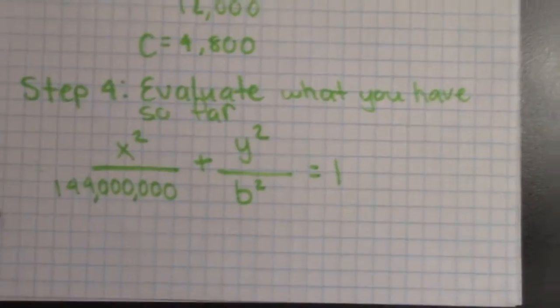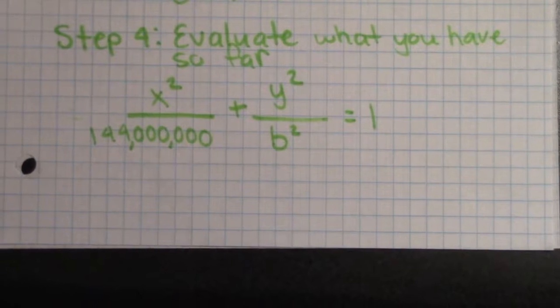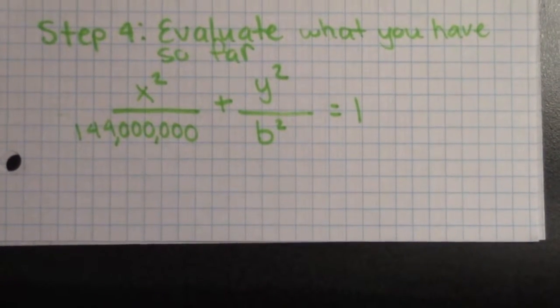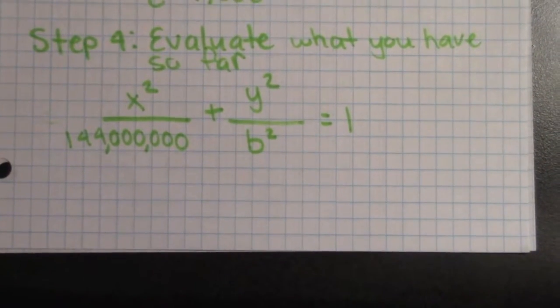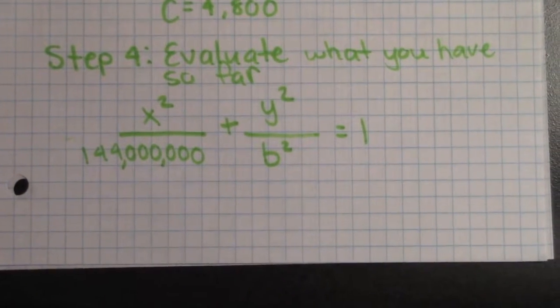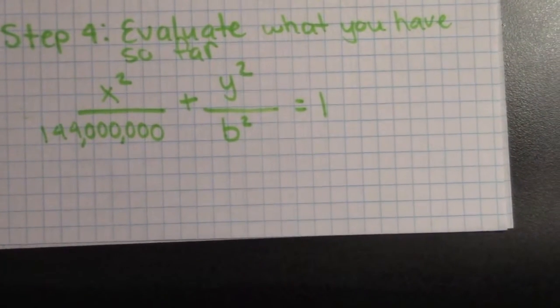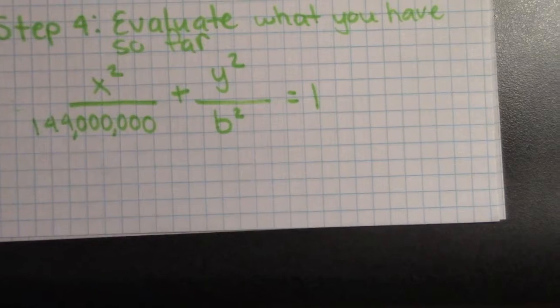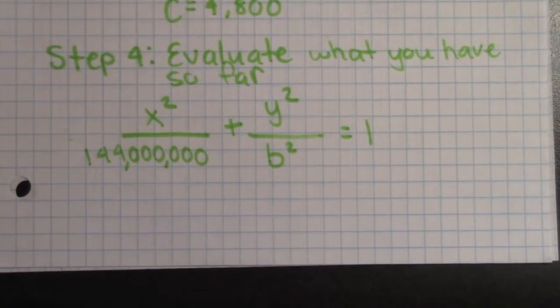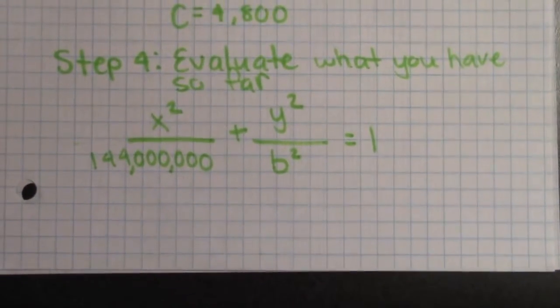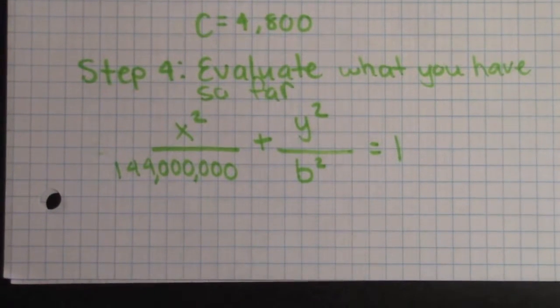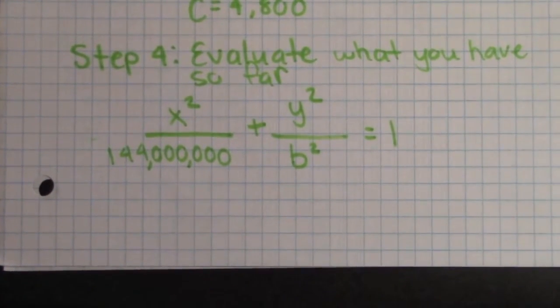And to touch on that a little, the problem told us that the foci was on the x-axis, and we know that the foci will always be on the major axis. And earlier they told us the major axis was 24,000 miles long. So that's where we get putting 12,000 squared, which is 144 million, under x squared.